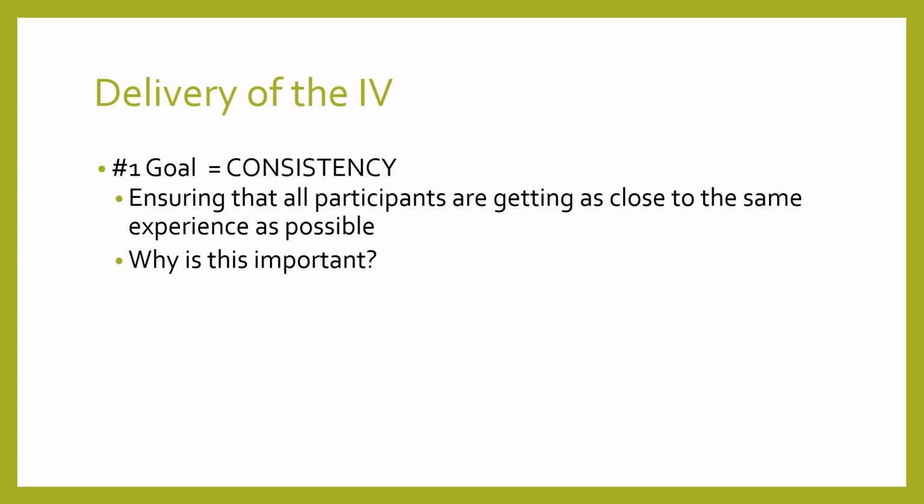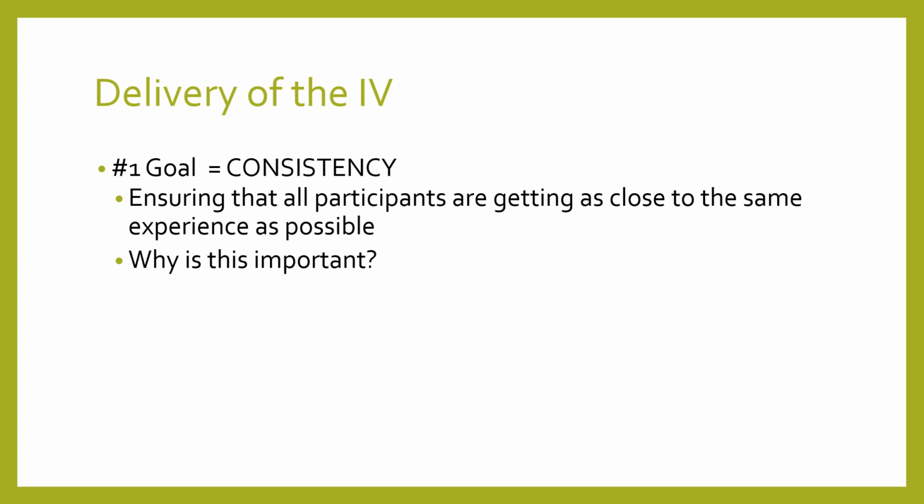So the delivery of the independent variable. The number one goal in the delivery of the independent variable is consistency. So ensuring that all participants are getting as close to the same experience as possible, with the exception of that manipulation of the independent variable. So why is this consistency so important?